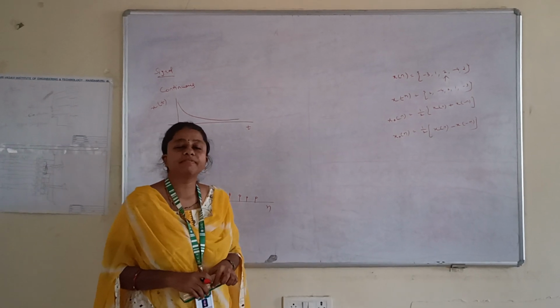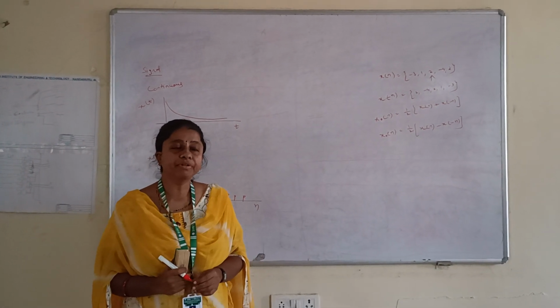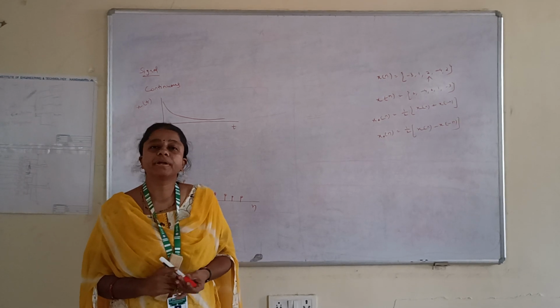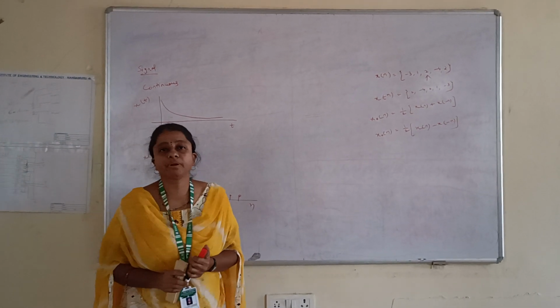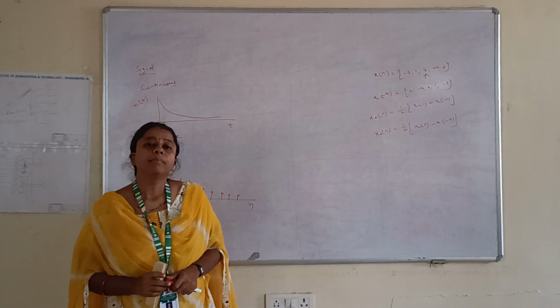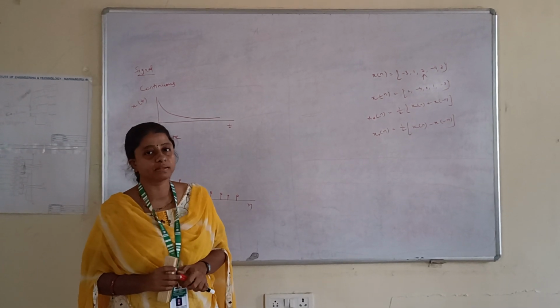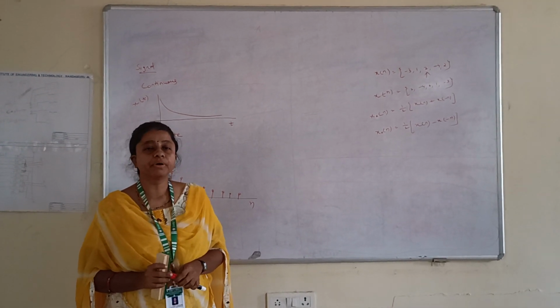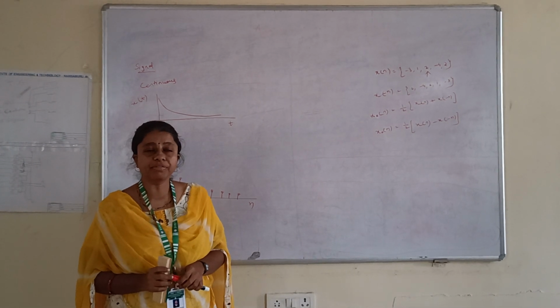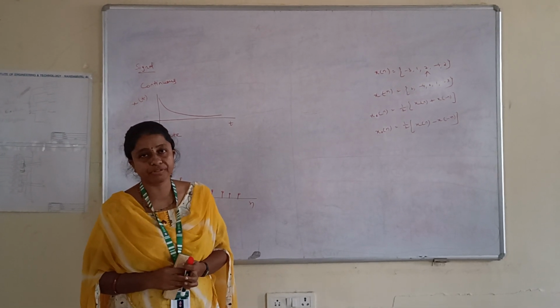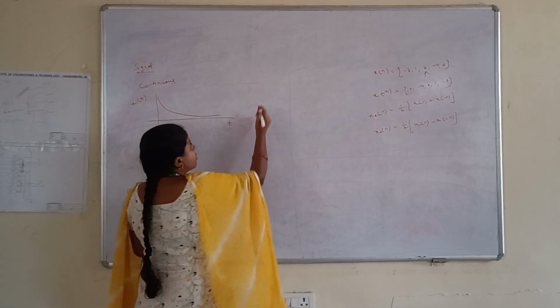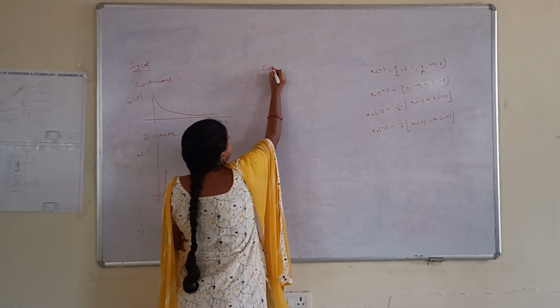Now coming to the classification of discrete time signals. There are different types of discrete time signals. For example, deterministic and random signals, periodic and non-periodic signals, energy and power signals, causal and non-causal signals, and even and odd signals. So today we are going to discuss even and odd signals.